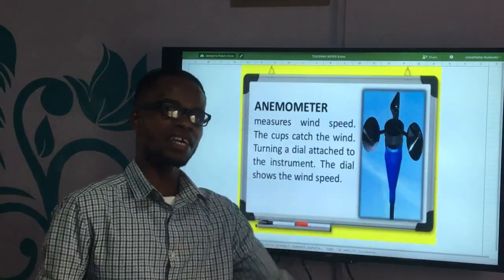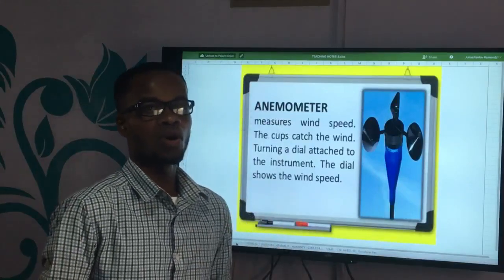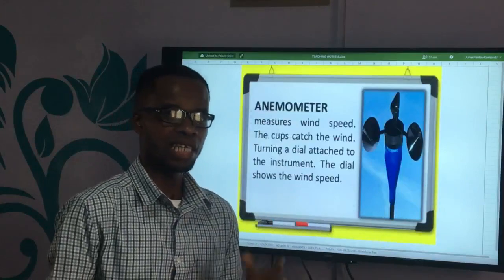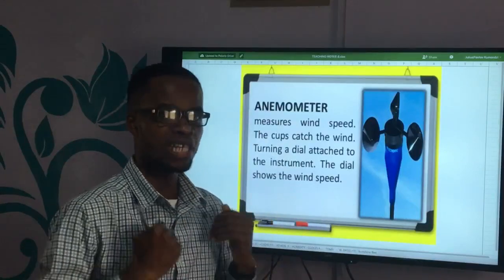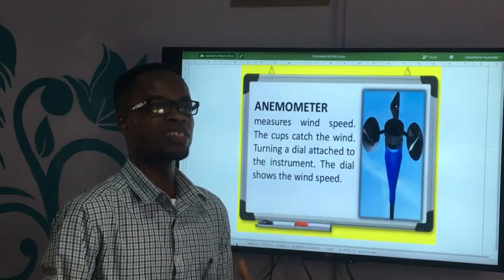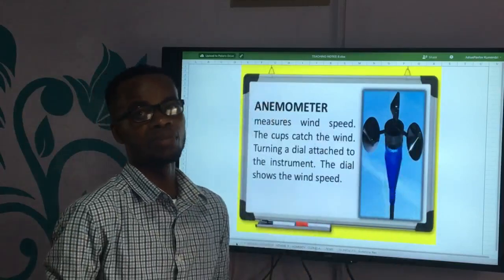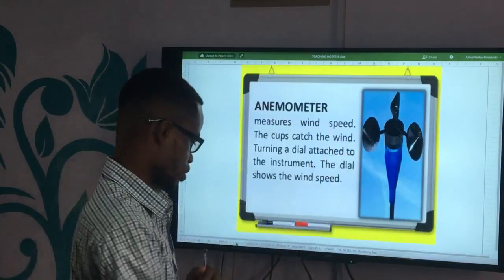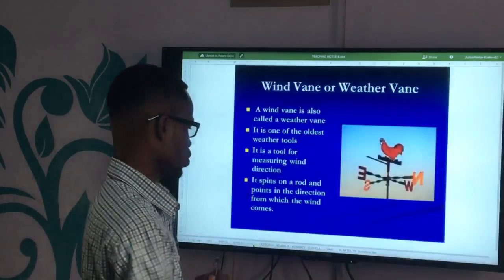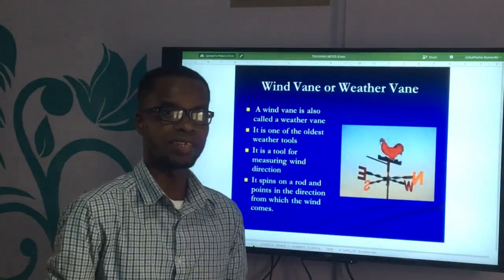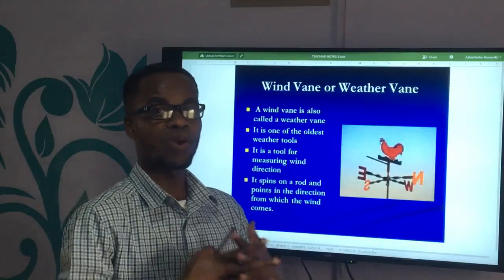Then another side of the wind that can also be measured is its direction. So we now know the speed at which the wind is moving. So we have to determine where the wind is actually coming from, or moving towards. So that will take us to another instrument known as the wind vane. It can also be called the weather vane.